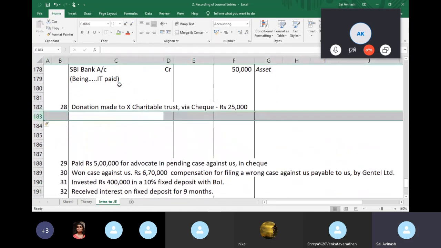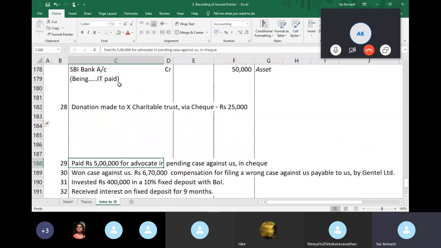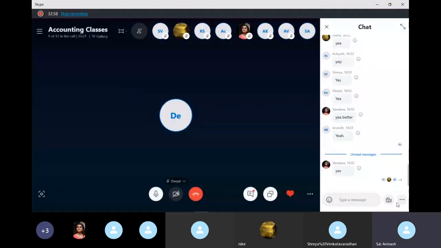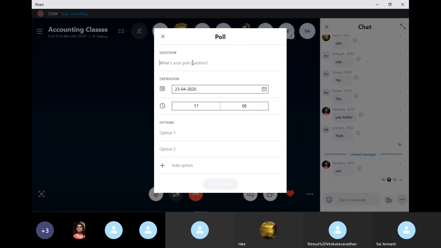So, donation made to X charitable trust via check. Okay. Let's maybe try to do a small poll here. I'm saying that there are three accounts involved here: donation account, X charitable trust account, and bank account. How many of you agree with me? Number of accounts involved. Don't mind the spelling. Two accounts, three, and I'll just give you two options. I'm creating the code.